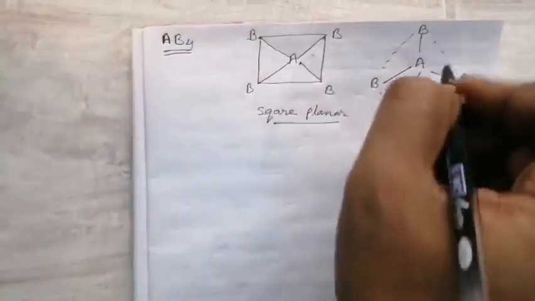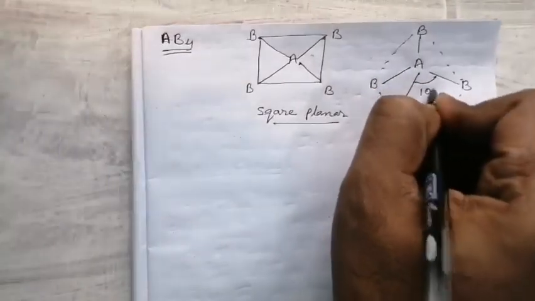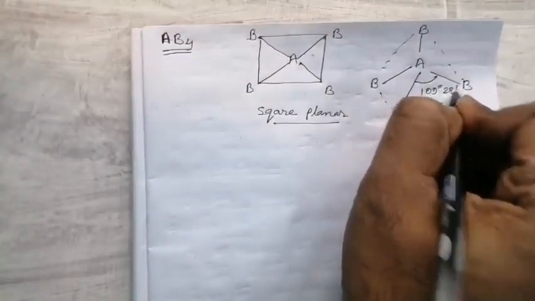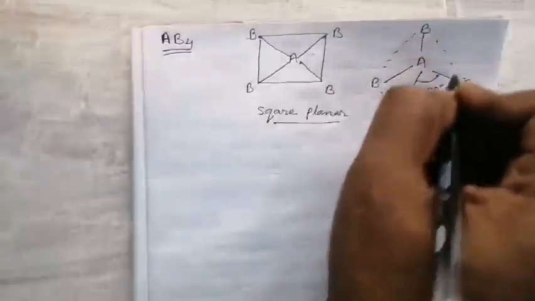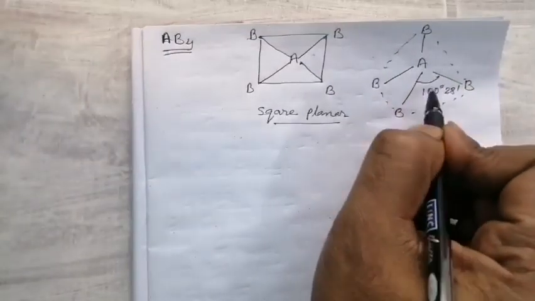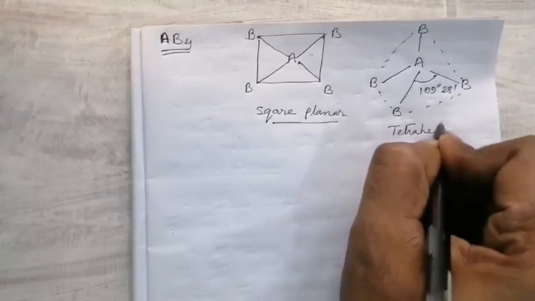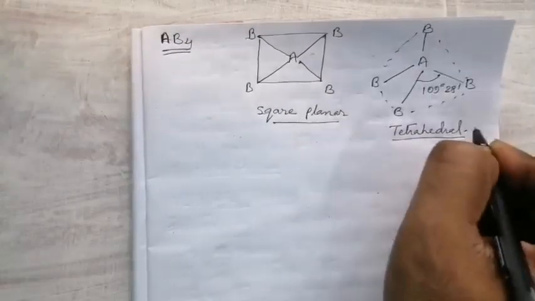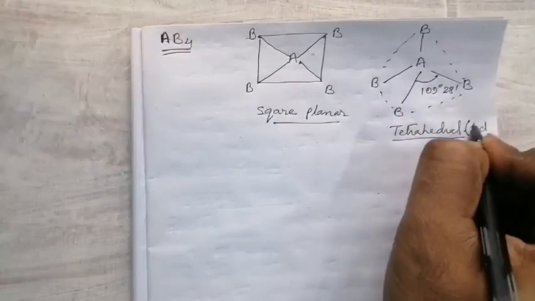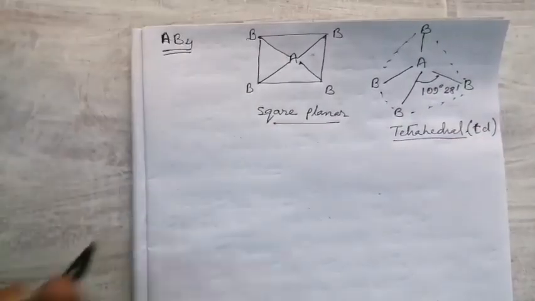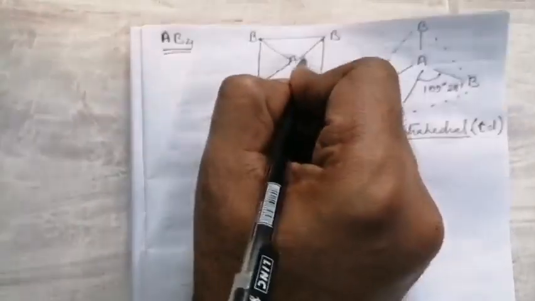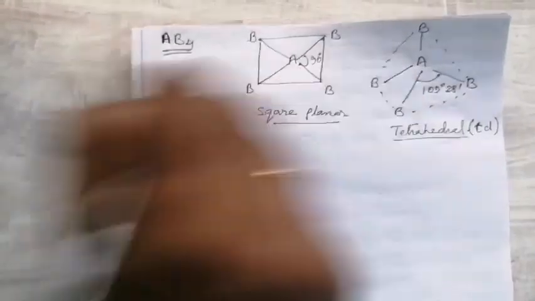Here it is a tetrahedral fashion where the bond angle is 109 degree 28 minute. All bond angles here are equivalent, 109 degree 28 minute. It is called tetrahedral, often represented by the short form TD. Okay. Now in case of square planar, the bond angle is 90 degree.